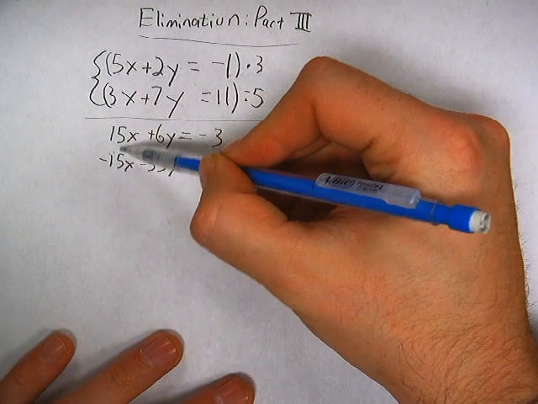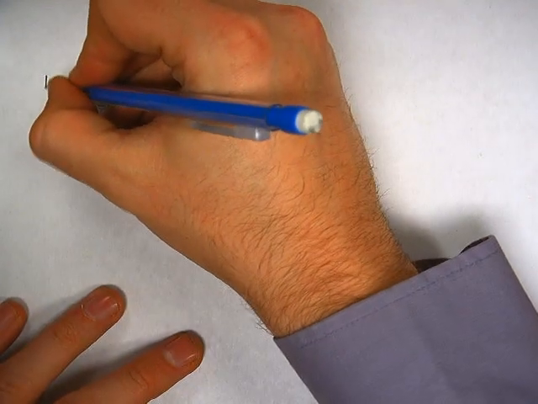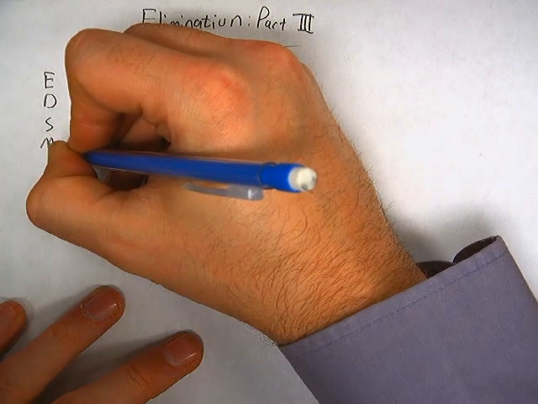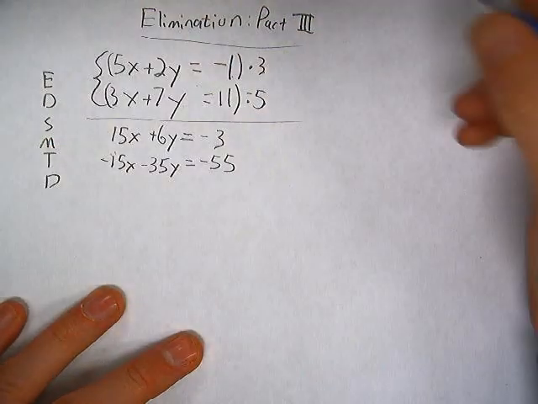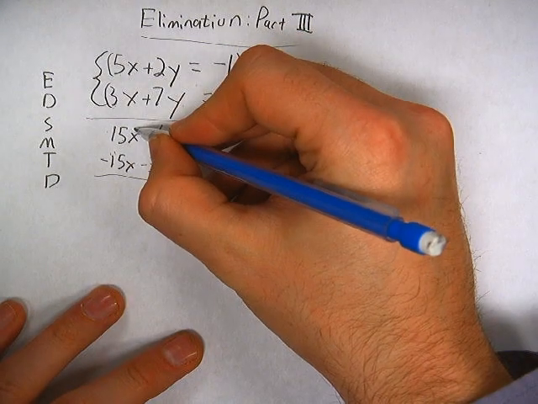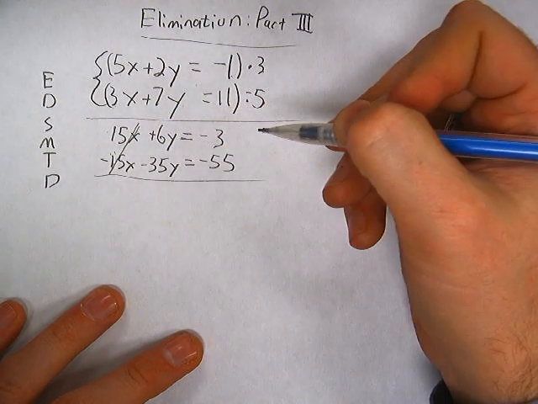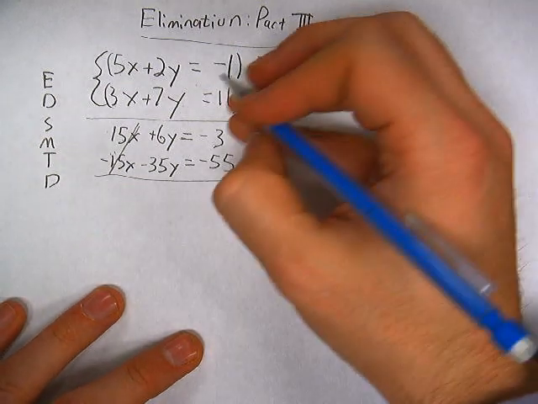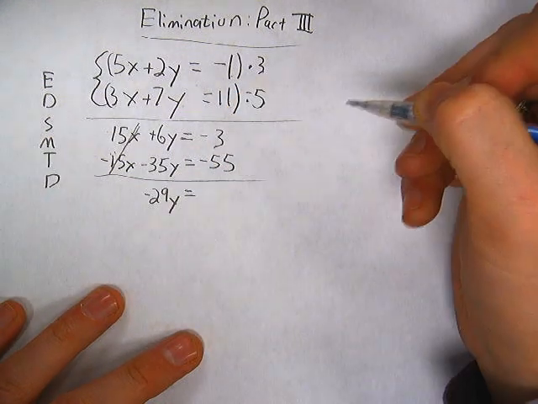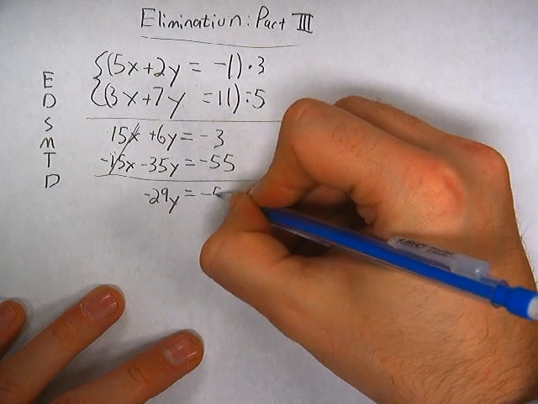Now we can see we have same number, different signs. Those will eliminate. Let's go ahead and review our acronym there. Eric does super manly tricks daily. E is eliminate. Add the two equations together. Those two canceled out. 6y plus -35y is going to be -29y is equal to -3 plus -55 gives me -58.